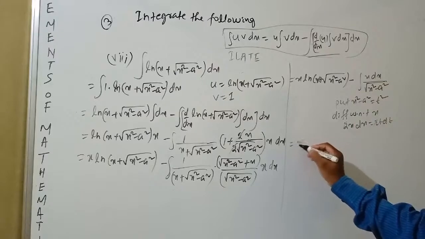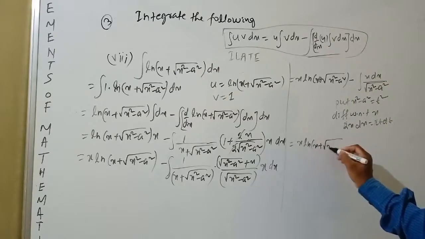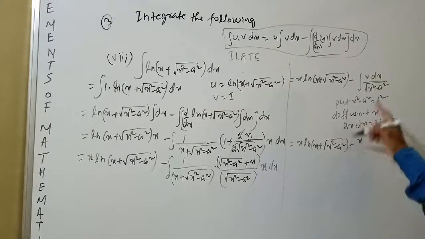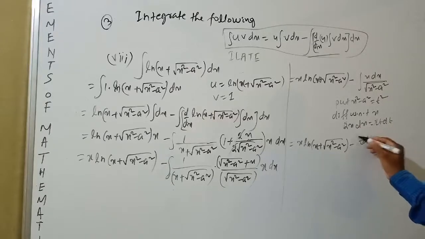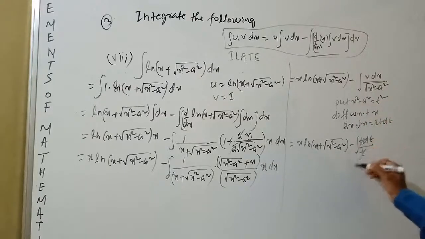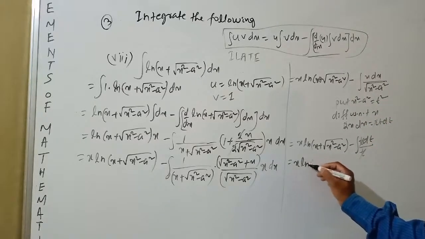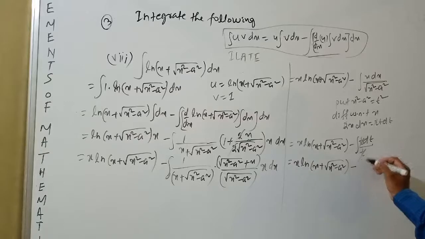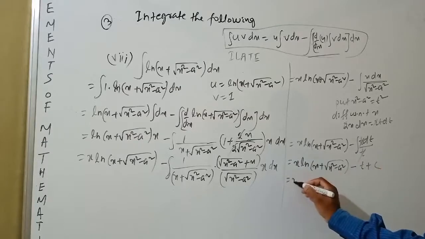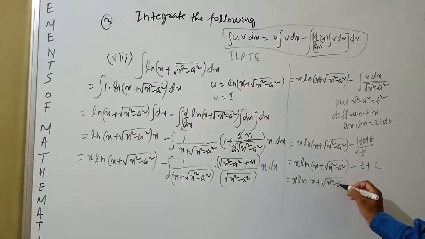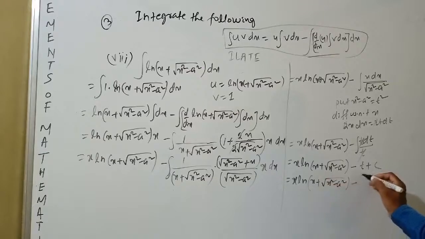That is x ln(x + √(x² − a²)) minus t dt, that is x dx, by √(x² − a²), that is t, and t will cancel out. It is equal to x ln(x + √(x² − a²)) minus the integration of dt, that is t, plus c. That is equal to x ln(x + √(x² − a²)) minus √(x² − a²) plus c.